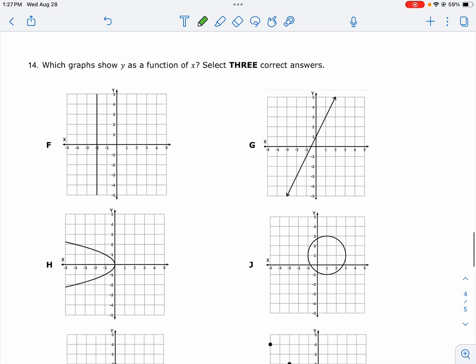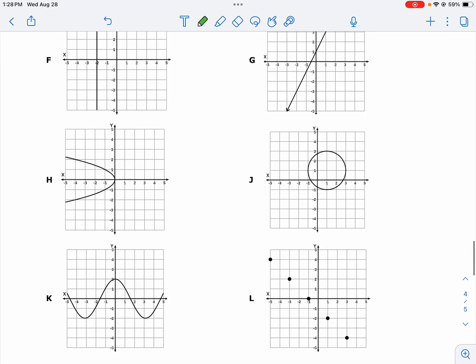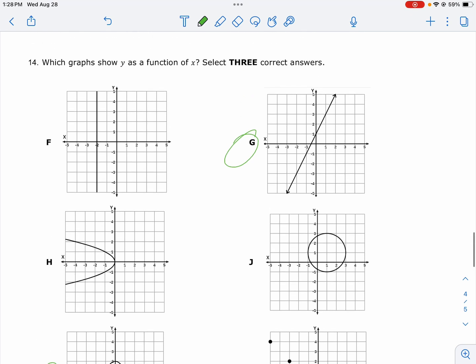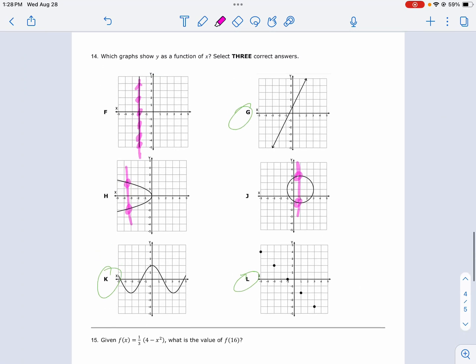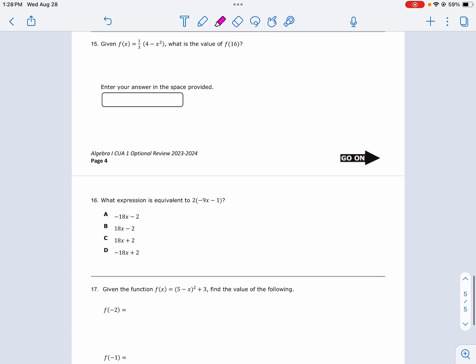Okay. The 3 pictures that are good functions should have been K, G, and L. When you look at the others, there are places where that entire line is on the same vertical line. Same vertical line, not allowed to touch 2 points at the same time. No repeat x's. So the answers were K, G, and L.